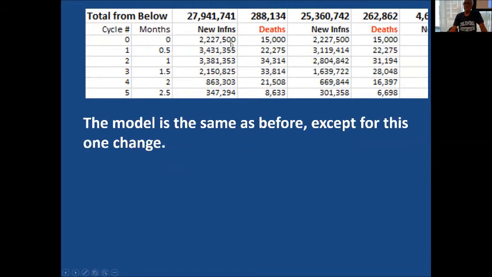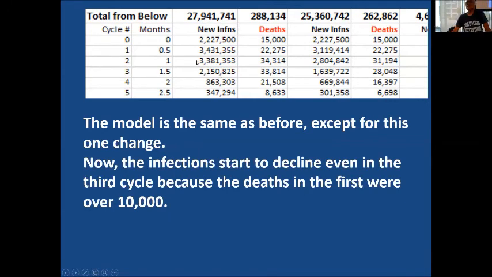And so when we put that in, it starts off the same way. You remember the 2.2 million new infections and 15,000 deaths to start with. So it starts off the same way. But what you see is that even in the third cycle, the infections are declining, because people see here that there were 15,000 deaths in the first cycle. And so that, I claim, changes their behavior and causes R naught to go down, and it goes down.